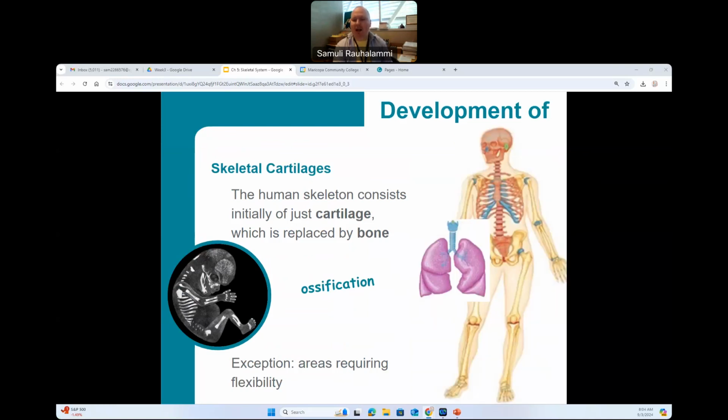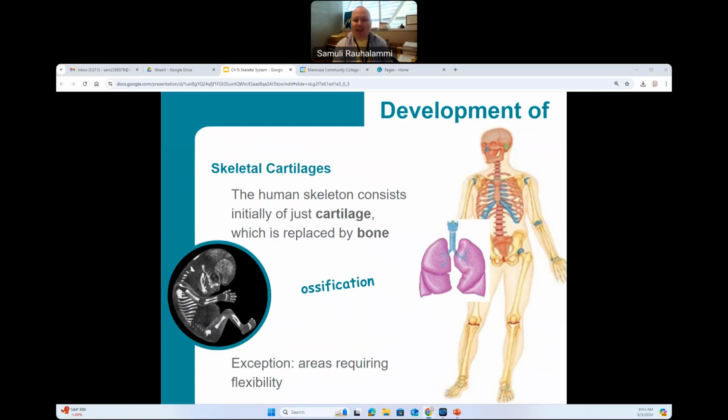So we're going to see hyaline cartilage. That's the most common of these cartilage types, and it's only made of collagen fibers. We end up finding hyaline cartilage at our joints, at the costal cartilages of the ribs, at the larynx and trachea, and also at the nose tip.